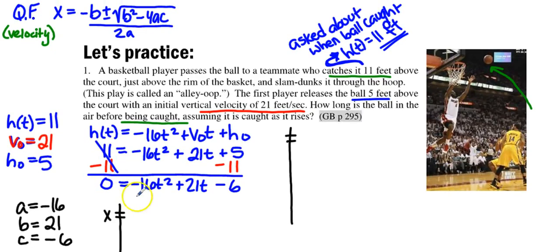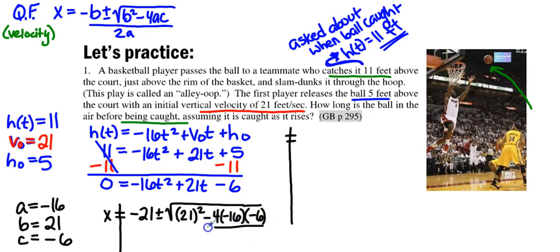Following the model at the top, it's going to be negative b. So that's going to be negative 21 plus or minus the square root of b squared, so 21 squared, minus 4 times negative 16, 4a, times negative 6, which is c. All divided by 2a.